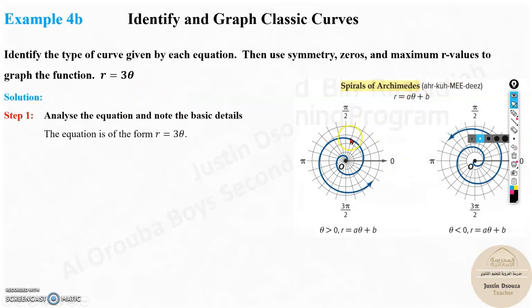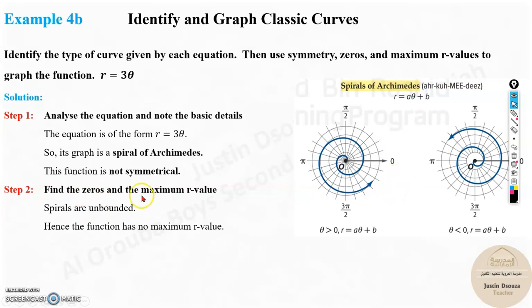Now here there are two conditions for spiral of Archimedes. Looking at this equation, you can easily tell it's spiral of Archimedes. This is the standard form, r equals a theta plus b. Now the zeros and the maximum value. Look over here. Does it have a maximum value? No. It just keeps on going, isn't it? So there is no maximum value. You can't bound this. It just keeps on going till infinity.